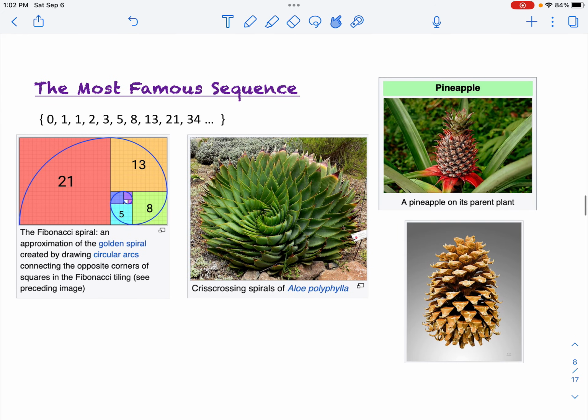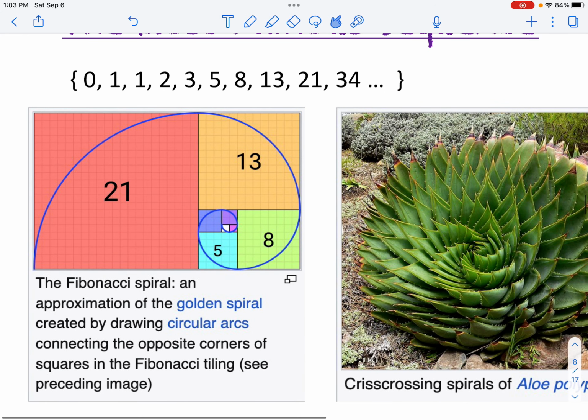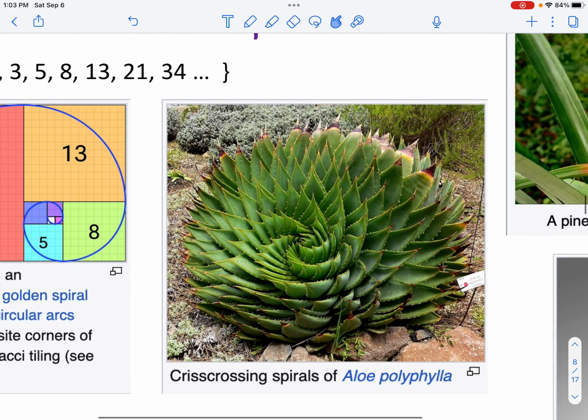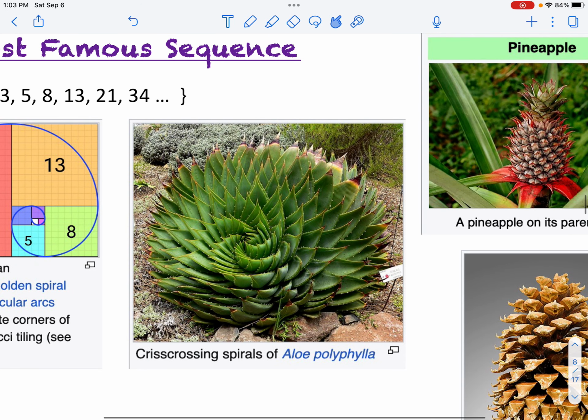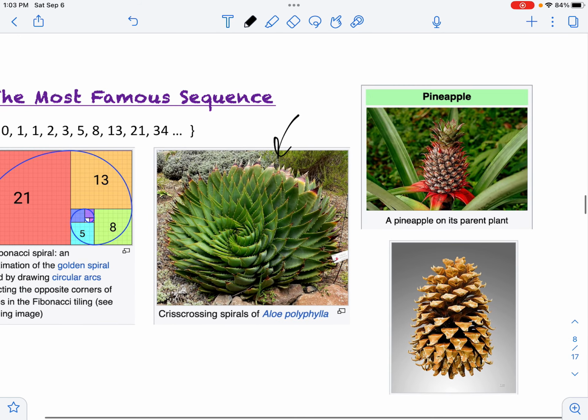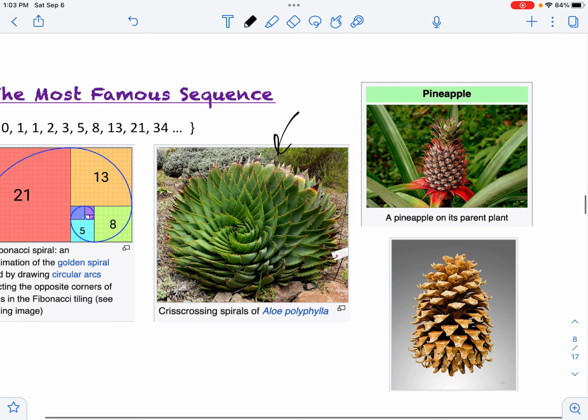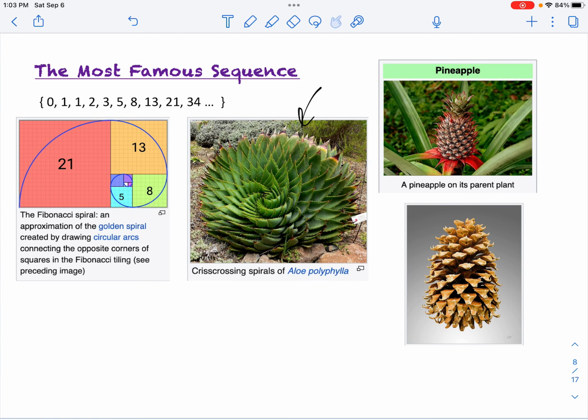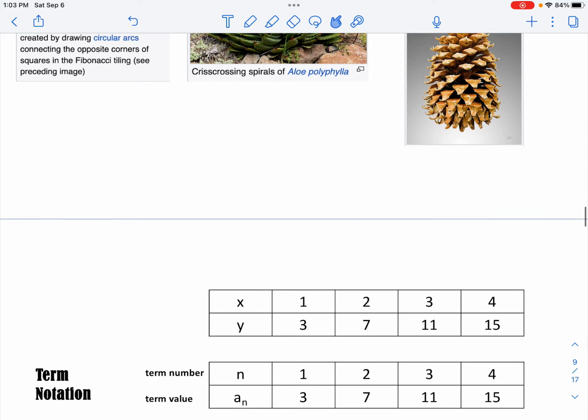So here, there's the spiral again. You'll notice this picture is an aloe, which is really cool. You can see the spiral in there. This curl occurs at lots of different places in nature, but here are some examples. In a pineapple, in a pine cone, and it really is around us a lot. In a sunflower, you'll see it.